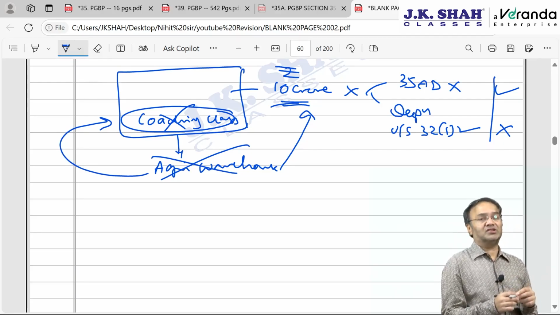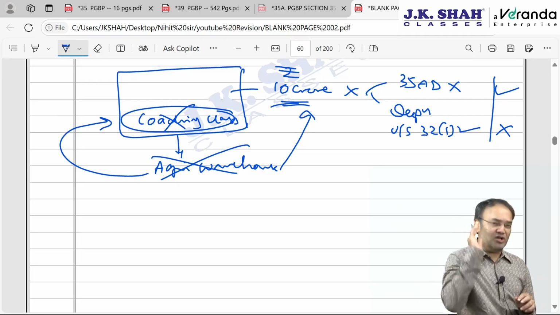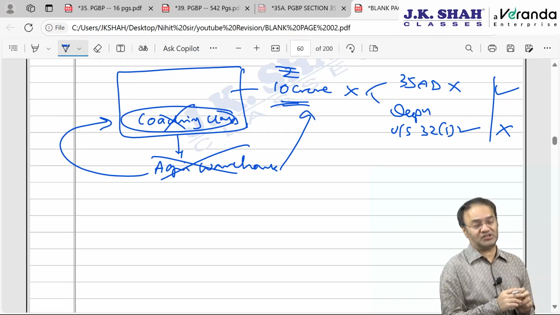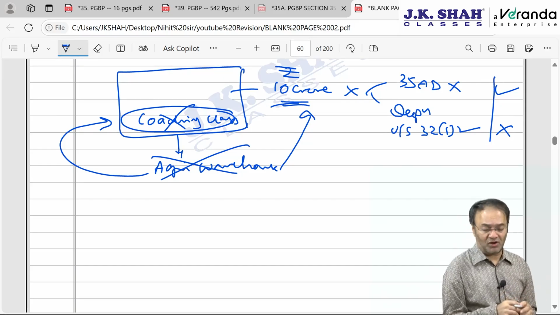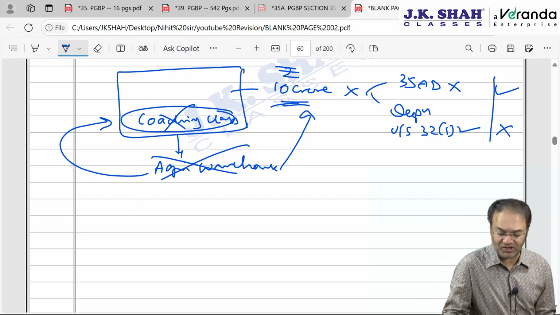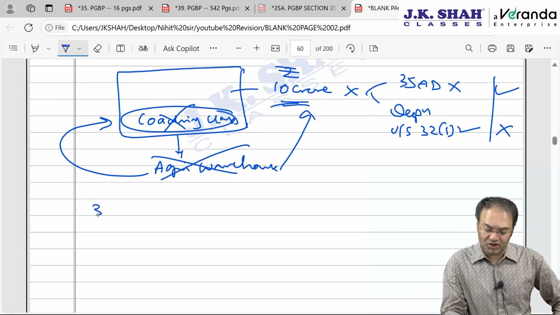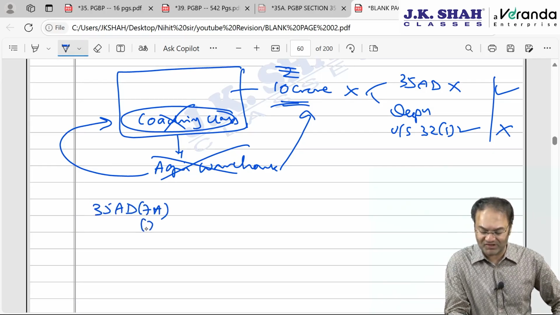So initially when this section was introduced, it was introduced by Chidambaram ji, not Arun Jaitley ji. At that time he did not impose any restriction. He thought nobody will take undue advantage. But then when Arun Jaitley ji became finance minister, he realized that people can take undue advantage. So Arun Jaitley ji introduced some restrictions, 35AD subsections 7A, 7B, 7C. 7C is unimportant, so I have not covered it in the revision notes.